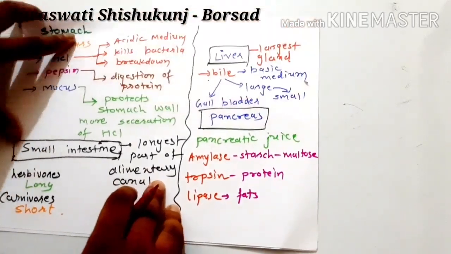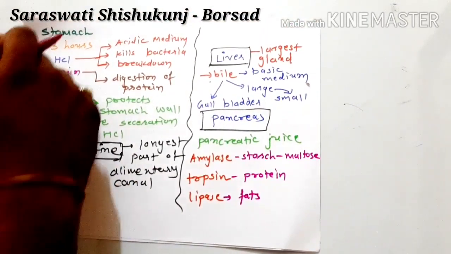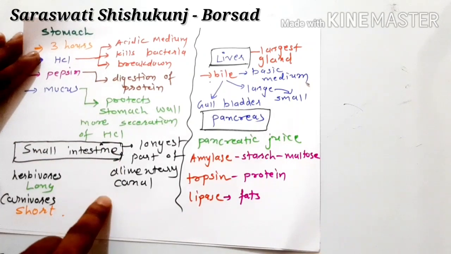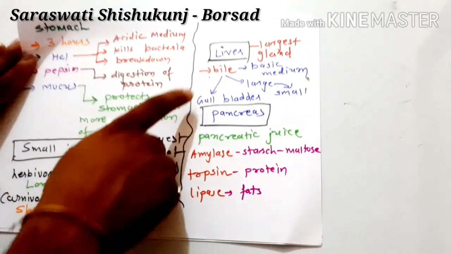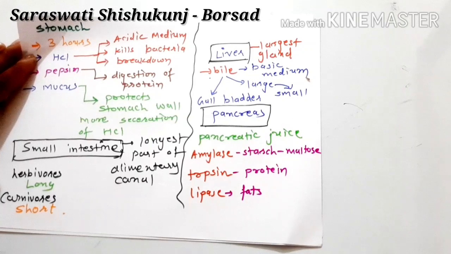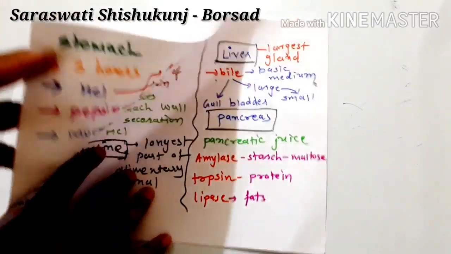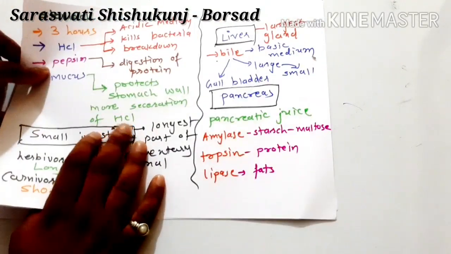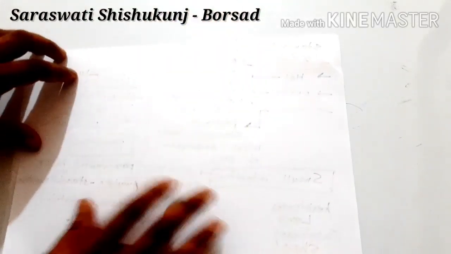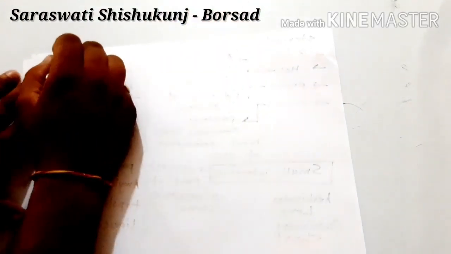So this way digestion goes from the stomach, then to the small intestine, and in the small intestine from the liver and from the pancreas these different juices will be secreted, and they will help us in digestion. Now from the small intestine, food will move to the large intestine. Now what happens in the large intestine?